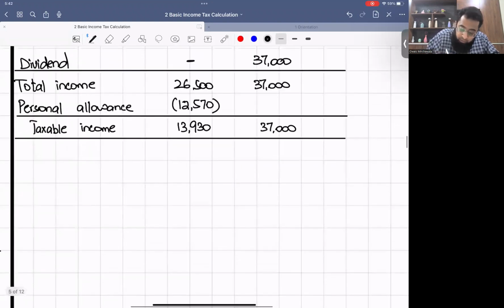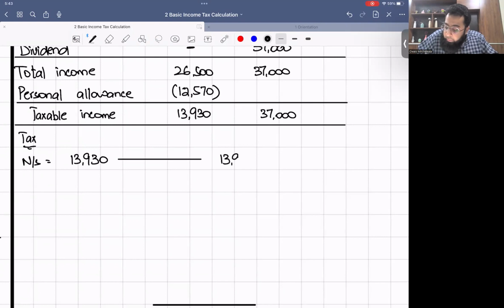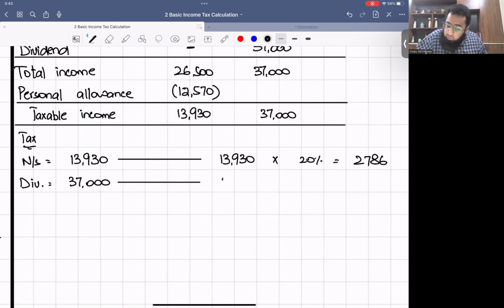Okay, let's charge tax on it. I want you all to listen to me carefully. 13,930. Your basic rate band is still 37,700. So this 13,930 goes at 20%. So it's 2,786. Okay. And then we have dividend income, 37,000. First 2,000 at 0%. So this is 0. And now we will look at the basic rate band.